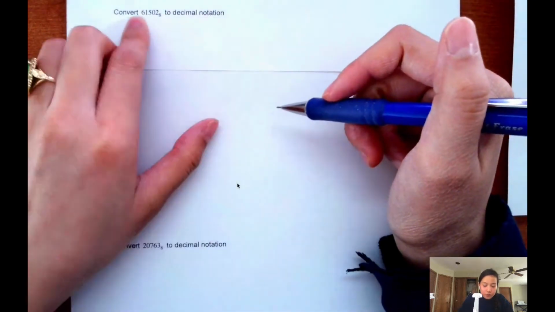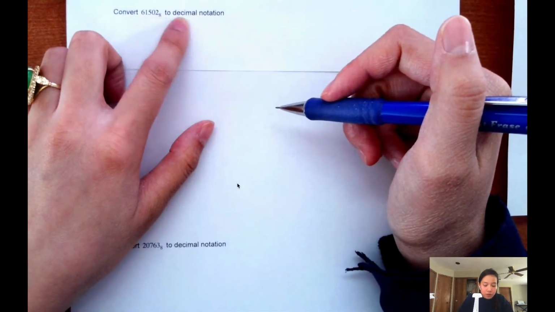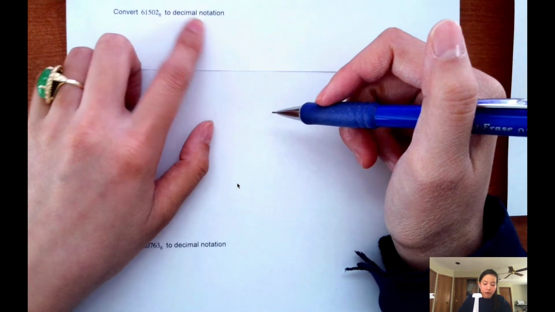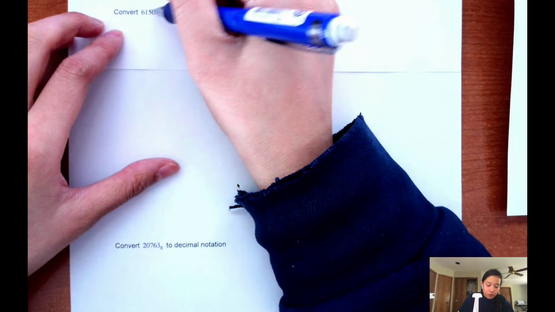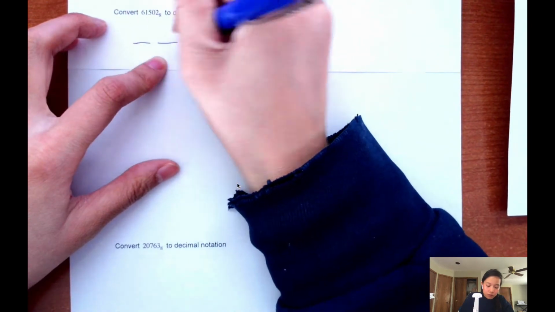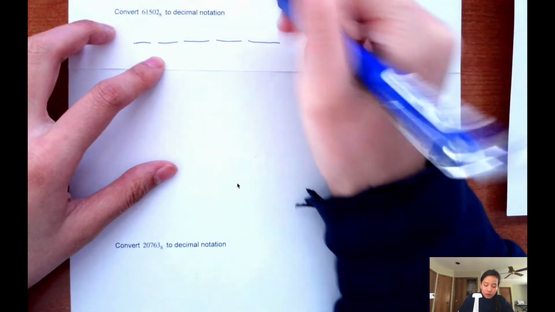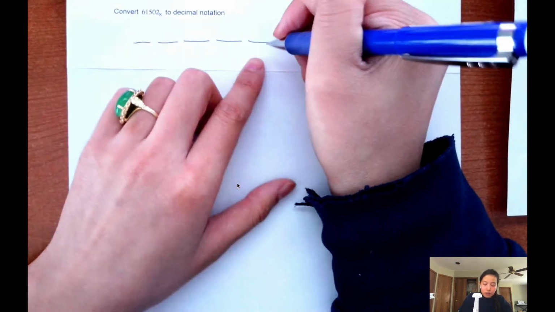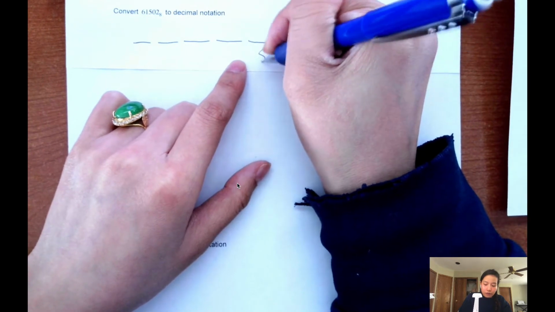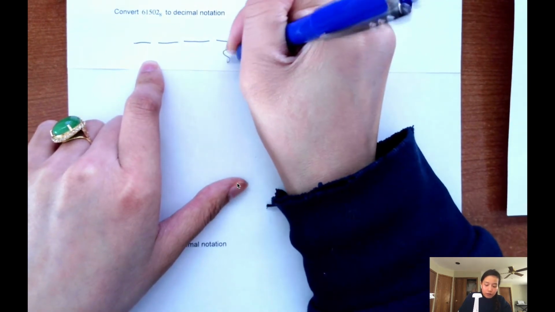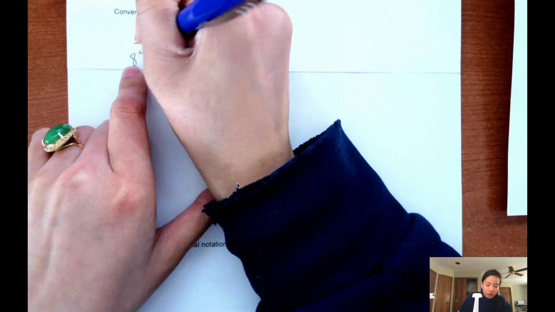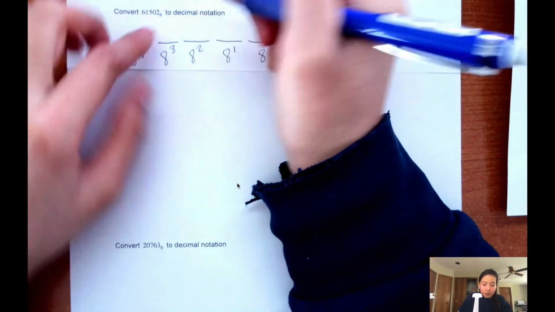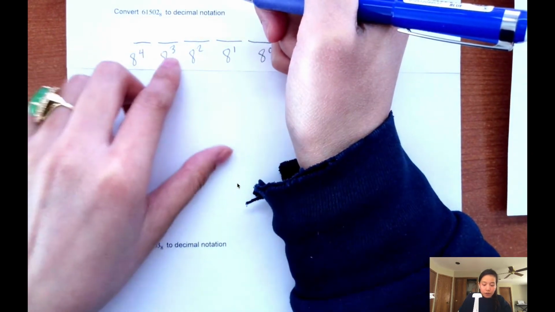Okay, so now we're going to convert 61502 in base 8 to base 10, aka decimal notation. So there are 1, 2, 3, 4, 5 positions. Since we're dealing with base 8, the position on the very right is 8 to the 0th power, and then 8 to the first power, then 8 to the second power, then 8 to the third power, then 8 to the fourth power. And I'm going to take this number and put them on top of their corresponding positions.